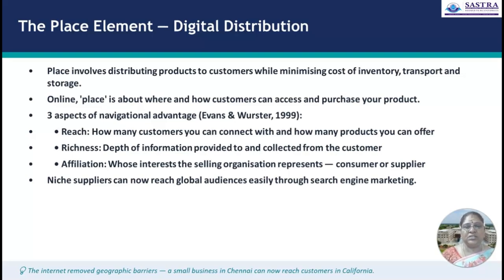Evans and Wurster identified three key aspects of competitive advantage in digital distribution. That's called reach, richness, and affiliation. Let me explain to you one by one. What is meant by reach? Reach refers to how many customers you can connect with through your product website or links, and how many products you can offer to them. Both things put together, we call it reach.